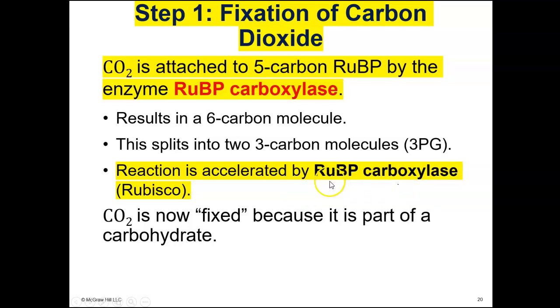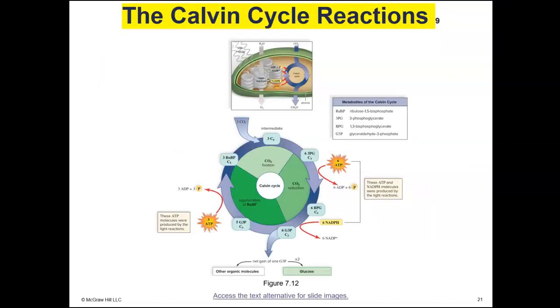This particular enzyme, if we were to count up the number of molecules of enzyme on the whole Earth, Rubisco is by far the one that we would count the most of. It is the most abundant enzyme on the Earth. So again, it's just one way to let you know how important photosynthesis and the Calvin cycle are. Because plants provide us with oxygen and they provide us with food.